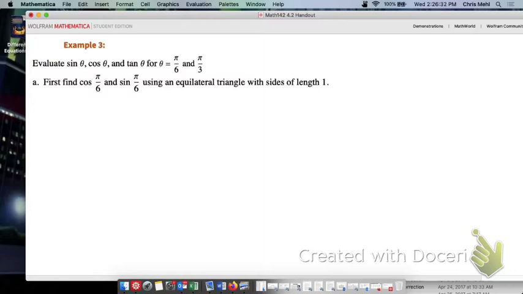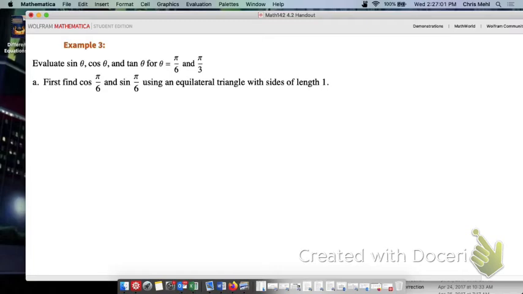Now, I'm going to switch this up a little bit. I'll have to repost or just pay very close attention. I'd kind of changed the wording in this problem, so if I haven't done that yet on the handout, just ignore that until I post an updated handout. So I'm going to find cosine pi over 6 and sine pi over 6 using an equilateral triangle with sides of length 1. Now, what do I mean by using an equilateral triangle?